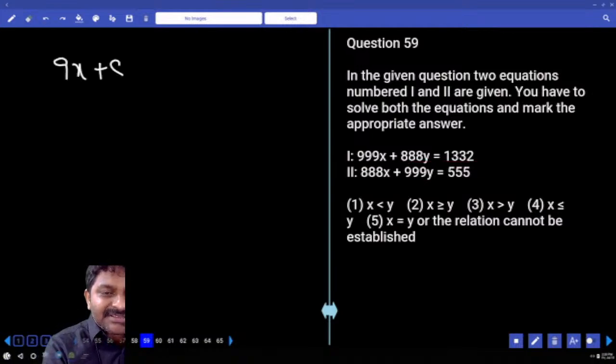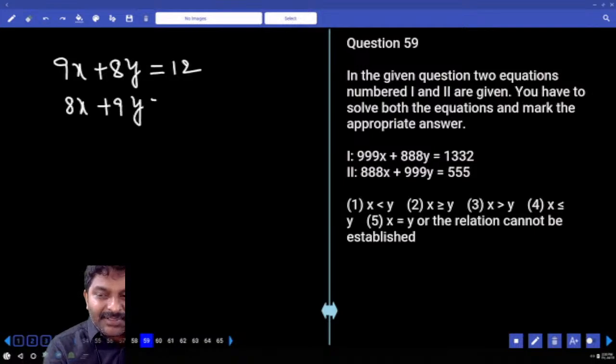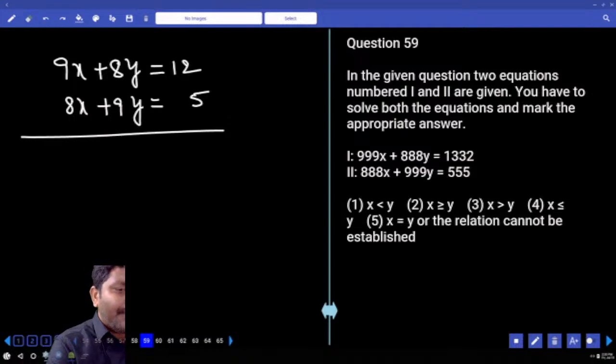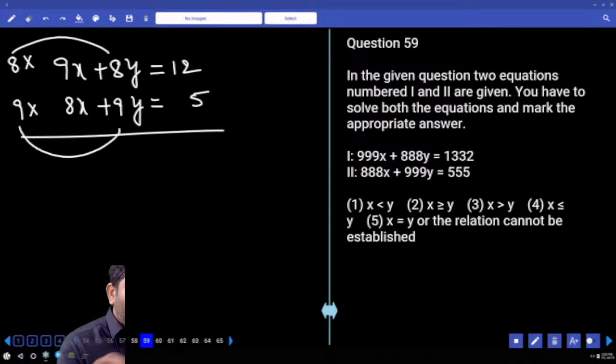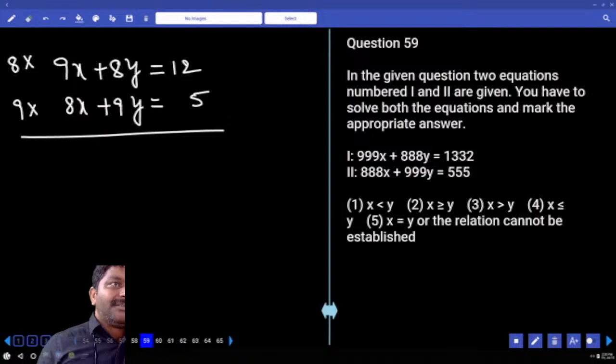9x plus 8y is equal to 12. Next, 8x plus 9y is equal to... Let's get one value, x or y, it's up to you. Let me first multiply the first equation with 8 and the next equation with 9. x gets cancelled. 8 eights, 9 nines, difference: 81, 64, difference.